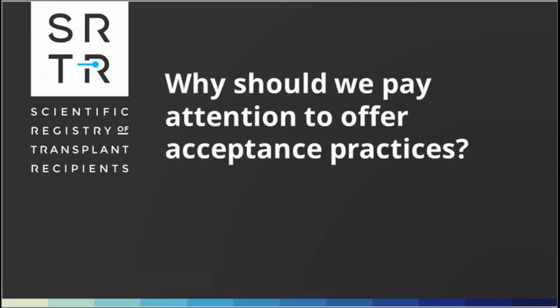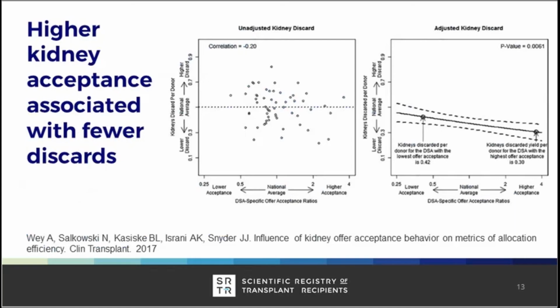So before I get into the metrics themselves and what we're reporting and how we're calculating, I like to first think about, well, why should we care? Why should we be paying attention to offer acceptance practices? My colleague Andrew Way here is one of our senior biostatisticians with our team, and he's recently published a paper looking at various aspects of this, and I would refer you to that paper listed at the bottom of this slide. And a couple points that I would just pull from that paper.